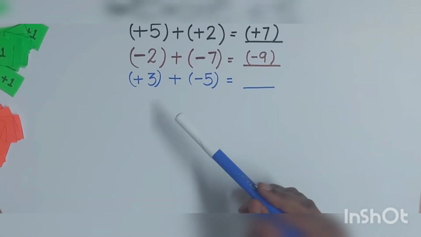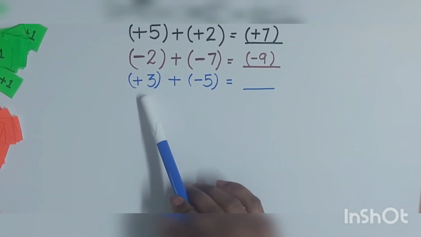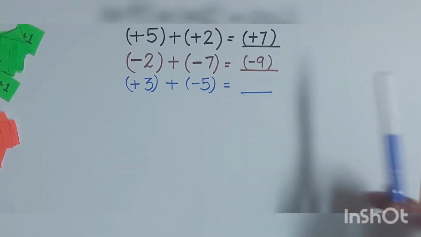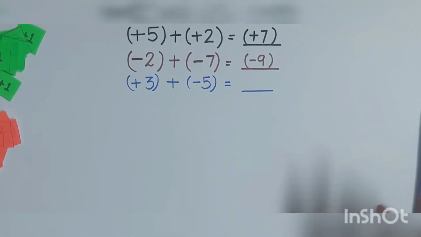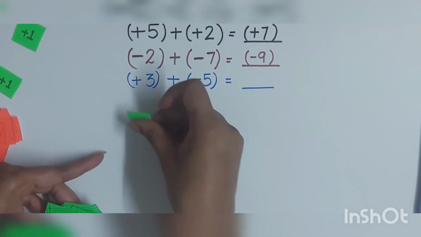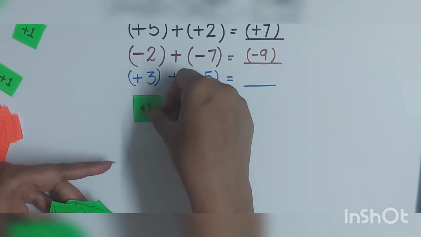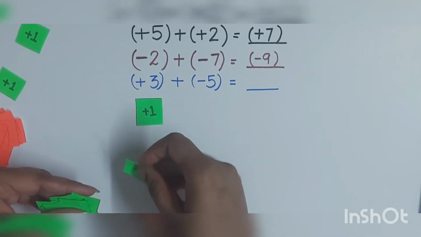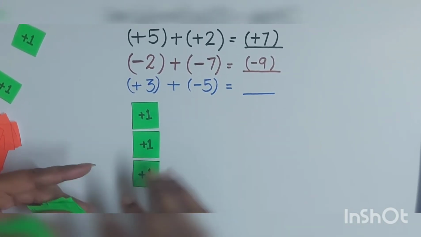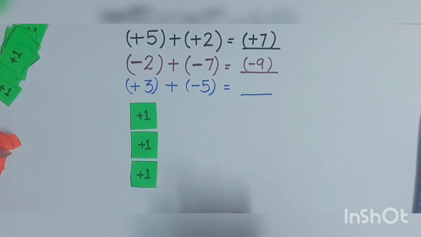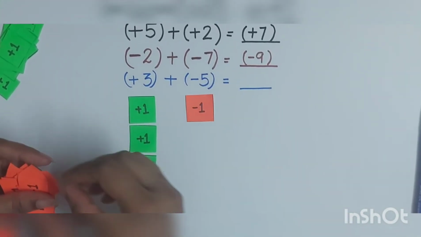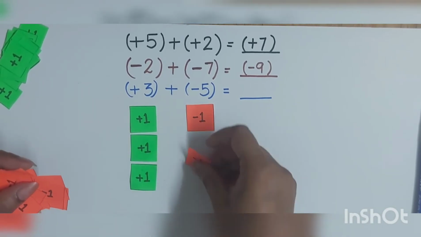Now I'm going to show you how to add a positive integer with a negative integer. So as we have done earlier, we will represent this plus 3 with 3 green squares. And for this minus 5, I will represent it by 5 red squares.